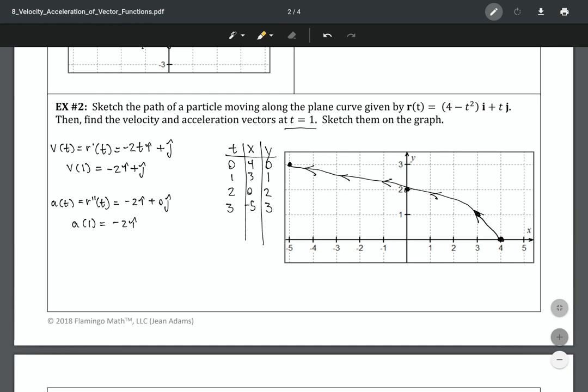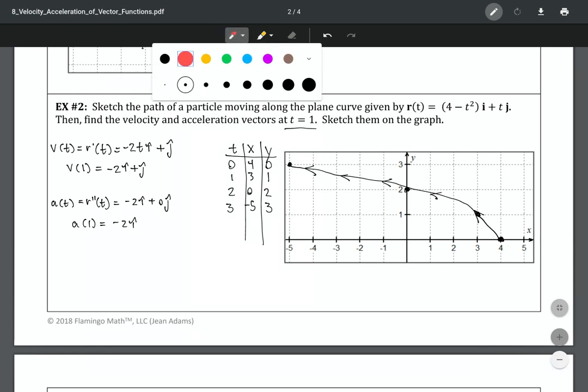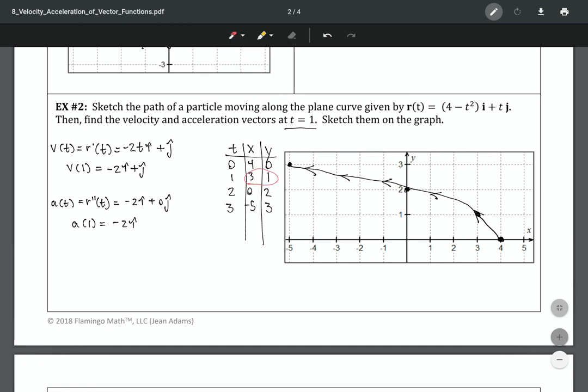Now, t is equal to 1 is located at (3, 1). So whenever I draw my velocity vector, I have to draw it at (3, 1). So I start here for my velocity. This vector says that I need to go 2 to the left, so -2, and up 1 for j.